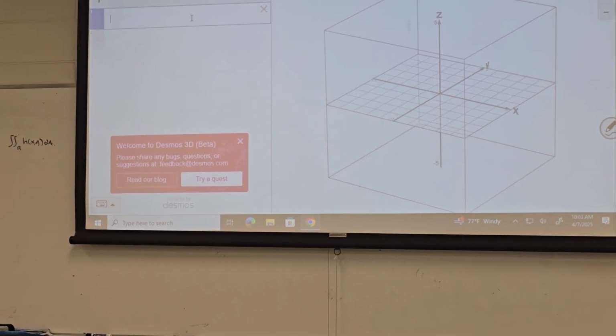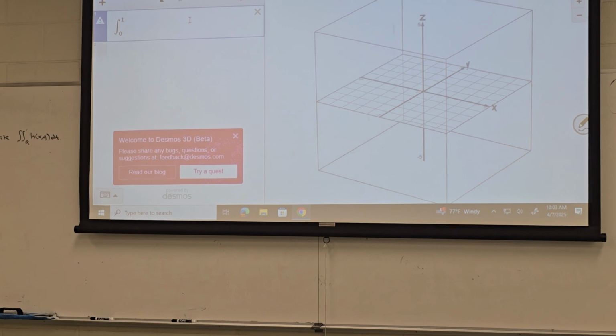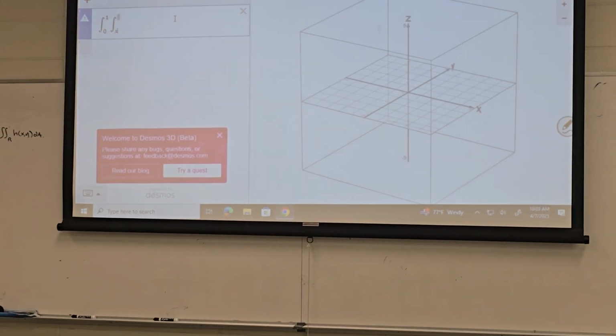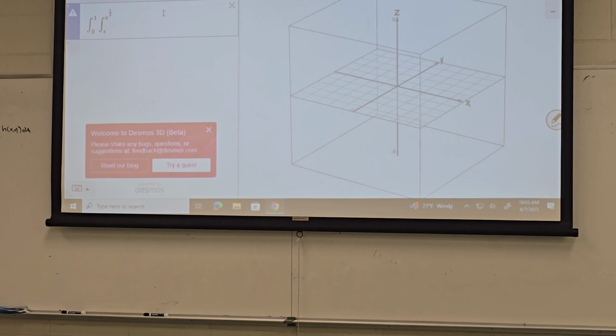So I want the double integral expression from 0 to 1, and then the integral from x to cube root of x, or x to the 1/3, of e to the xy squared. And then notice, Desmos said it has no idea what I'm talking about if I do dA. So it is important that we know dy dx.